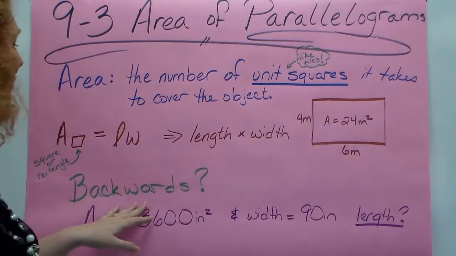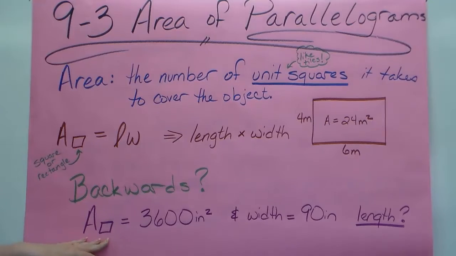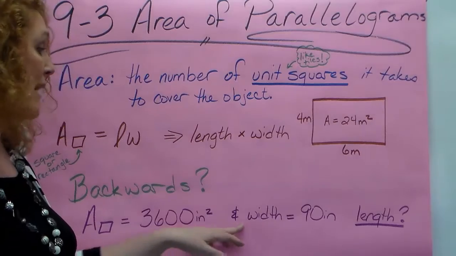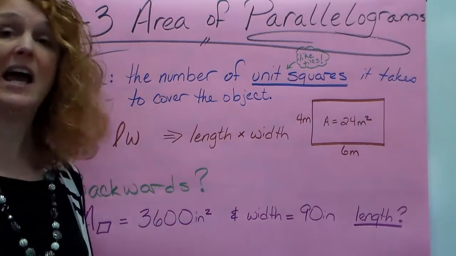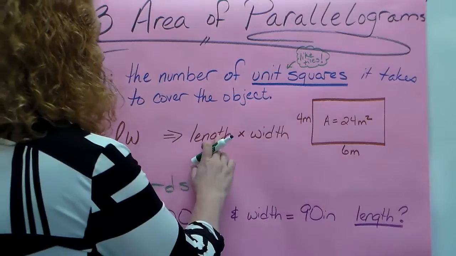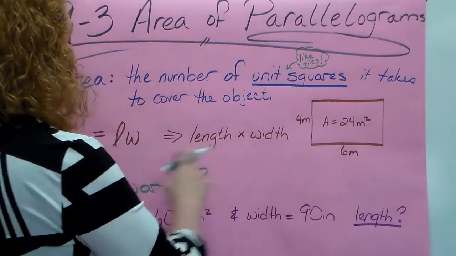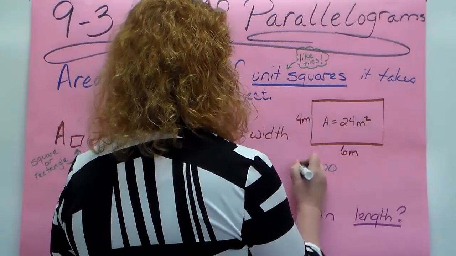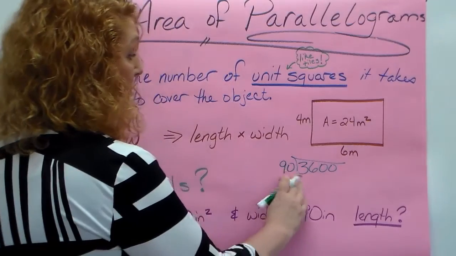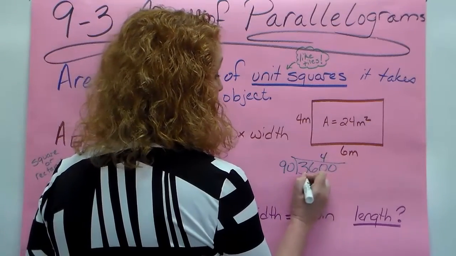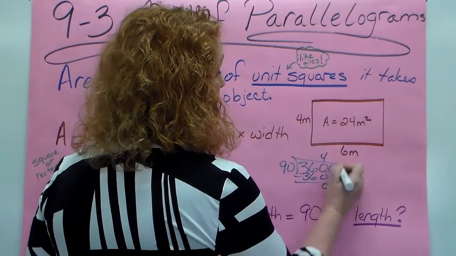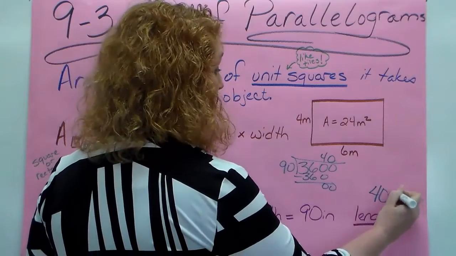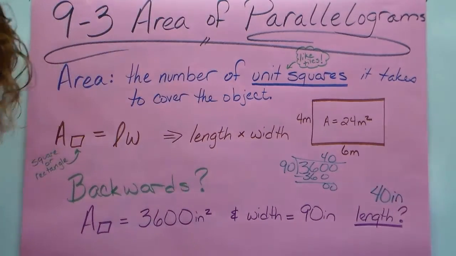What happens when you do area backwards? Well, let's say I had the rectangle with an area of 3,600 inches squared, and my width was 90 inches. How do I find the length of that? Well, if I multiply length by width to get my answer, then in order to do it backwards, I'm going to have to divide. So I very quickly take my 3,600 and see how many times 90 goes into it. Well, 90 goes into 360 4 times, and 0. So my length is going to be 40 inches. Okay?